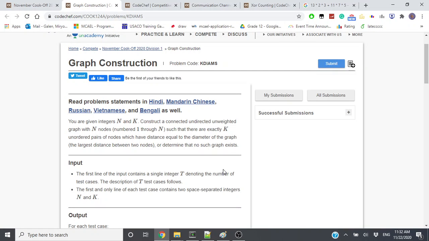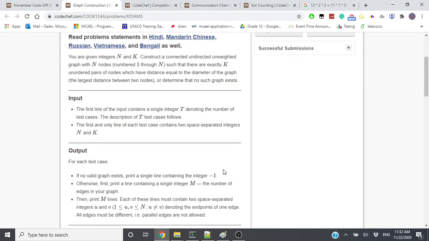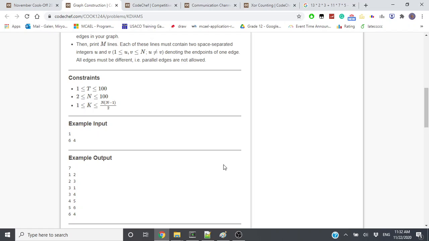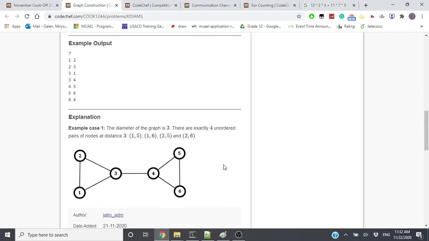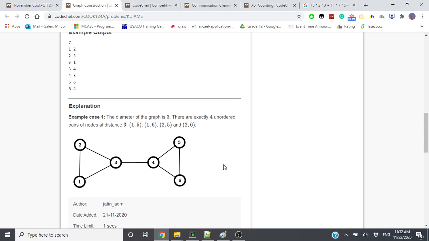Construct a connected, undirected, unweighted graph with n nodes such that there are exactly k unordered pairs of nodes which have distance equal to the diameter of the graph, or determine that no such graph exists. N nodes. Why unordered? 1, 5, oh, unordered, okay, sure.